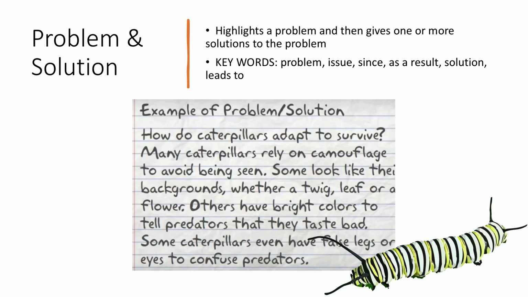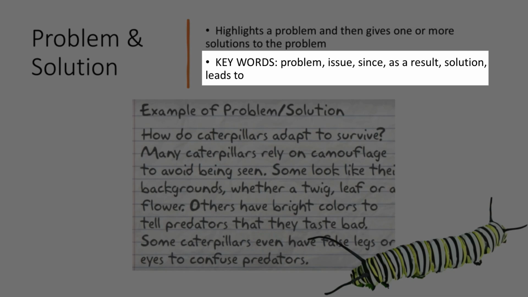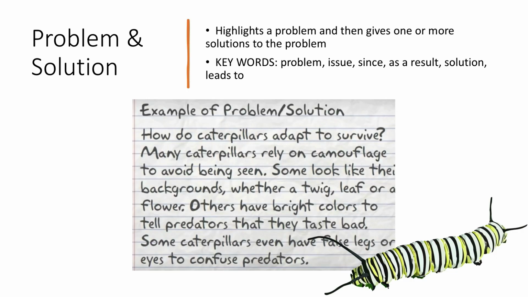Now let's look at problem and solution. That kind of tells you what it is in the name there, but it's going to highlight or give a problem and then offer a solution or more than one solution to the problem. There are some key words to look for in the writing. Words like problem, issue, since, as a result, solution, leads to. So let's look at this example.